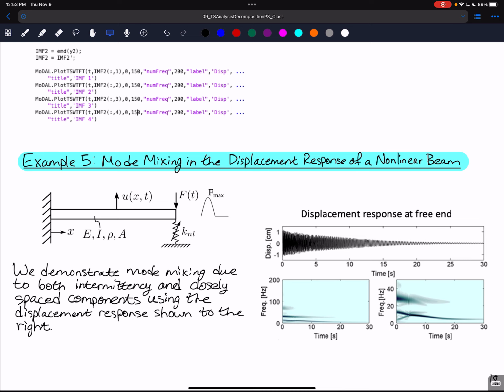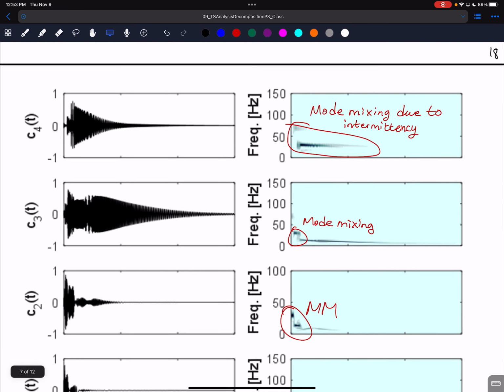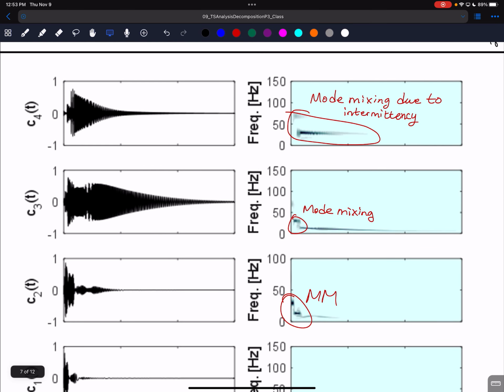So I applied the regular EMD to this signal, and in this case you end up with, in the first IMF, which in this case has been reordered, so number 4 here is technically the first IMF, but we've reordered it to align with the modes of the system. You can see that there is a mode mixing shown here.